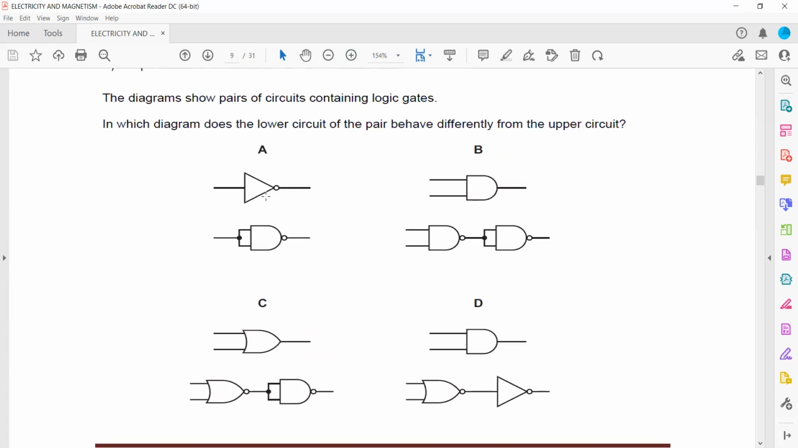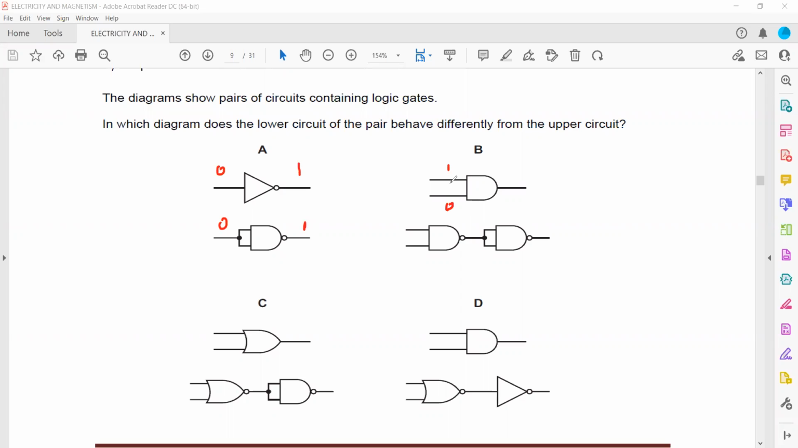The diagram shows a pair of circuits containing a logic gate. In which diagram does the lower circuit of a pair behave differently from the upper? So if this is 0, this will be 1. This is 0, 0 into 0 is 0, passes through inverter, will make it 1. 0 into 0 is 0, passes through inverter, make it 1. So they are acting the same.